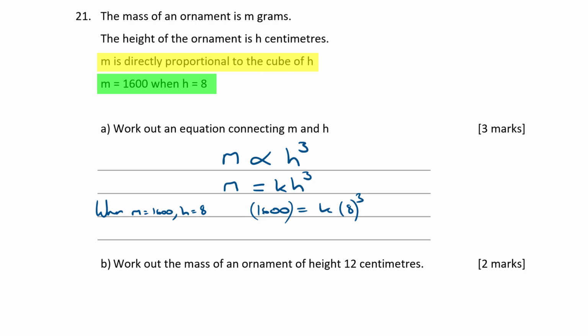So what is 8 cubed? k is going to be 1600 divided by the cube of 8. So k then is going to be 1600 divided by 8 cubed. 8 cubed is 512, isn't it? Okay, does that simplify? Let's just try that. 1600 divided by 512 simplifies down to 25 over 8. So k is equal to 25 over 8.